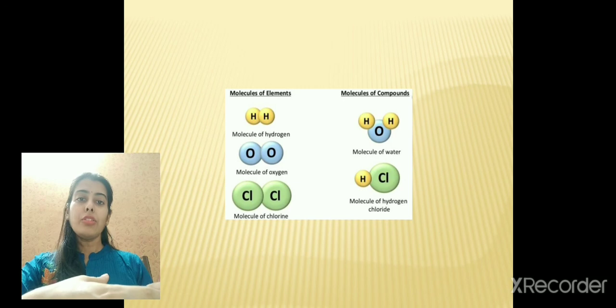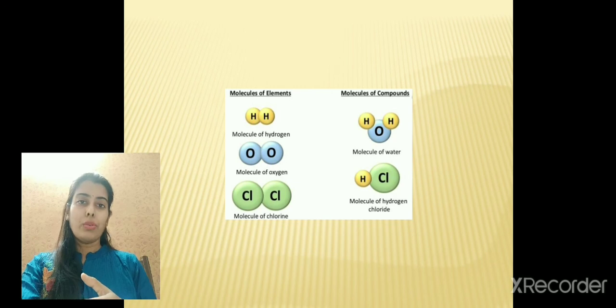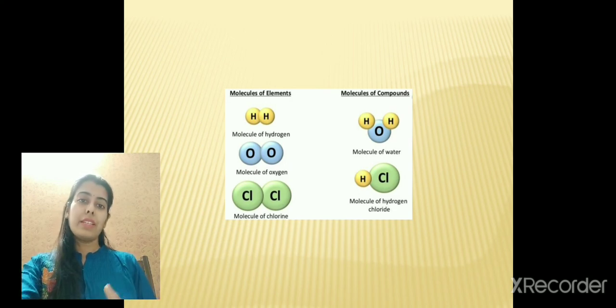Then we have learnt about the difference between the molecule of an element and the molecule of a compound. Where two identical atoms combine, they form a molecule of an element, because an element contains only and only one kind of atoms. Whereas in a compound, the molecule contains two or more than two different types of atoms, because a compound is a substance which is formed by the combination of two or more than two different types of atoms in a defined ratio. I hope these terms are clear to you.